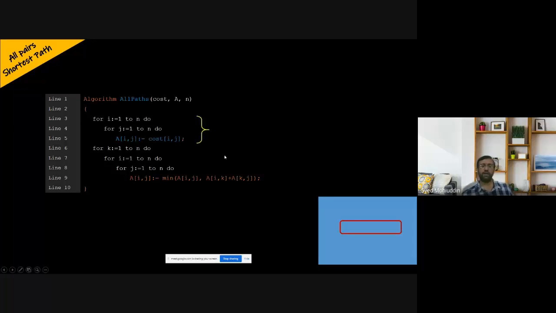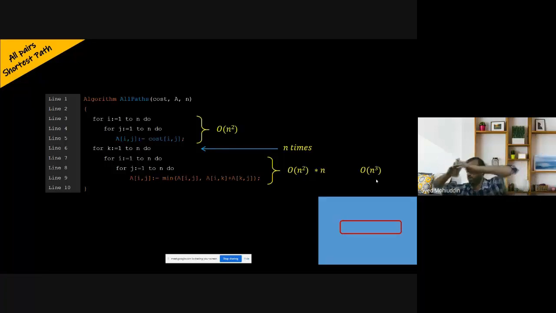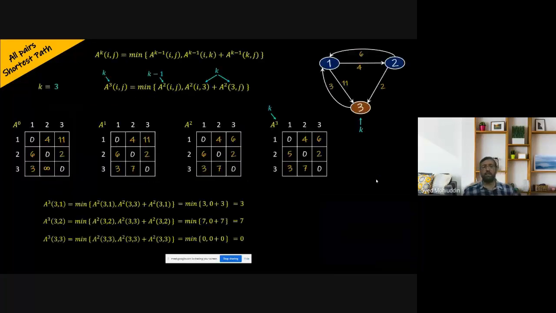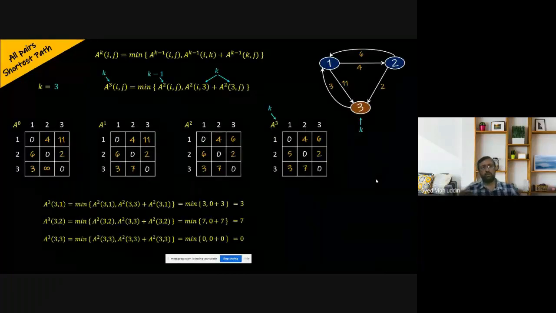If you look at this, the i and j part with two nested for loops will take O of n square. But since k goes from 1 to n, it will run n times, so the overall time complexity will be O of n square into n, which is O of n cube. This is the amount of time consumed by this algorithm. And remember, always in dynamic programming, we have to store the previous values so that they can lead us to an optimal solution.